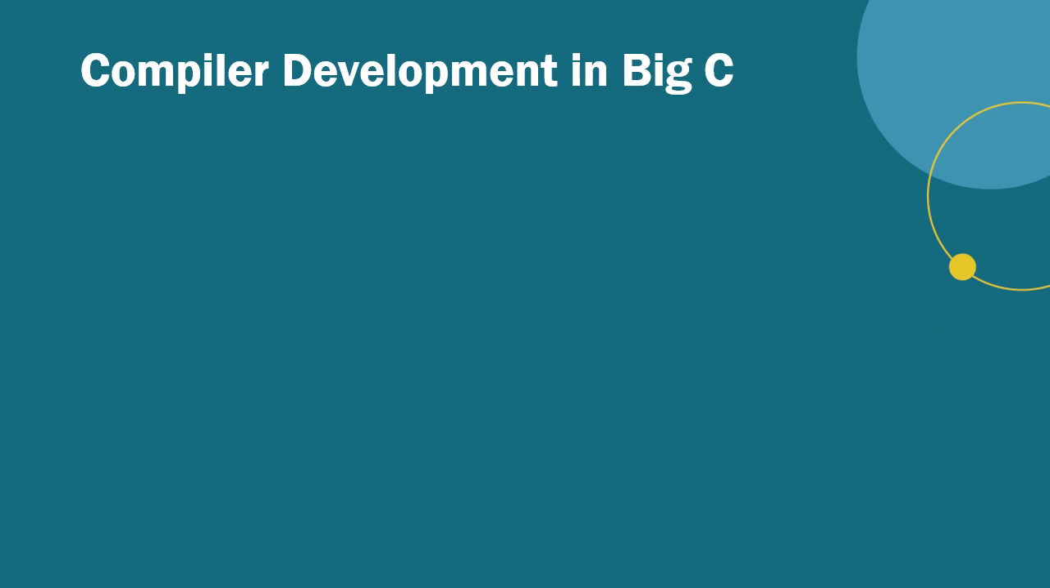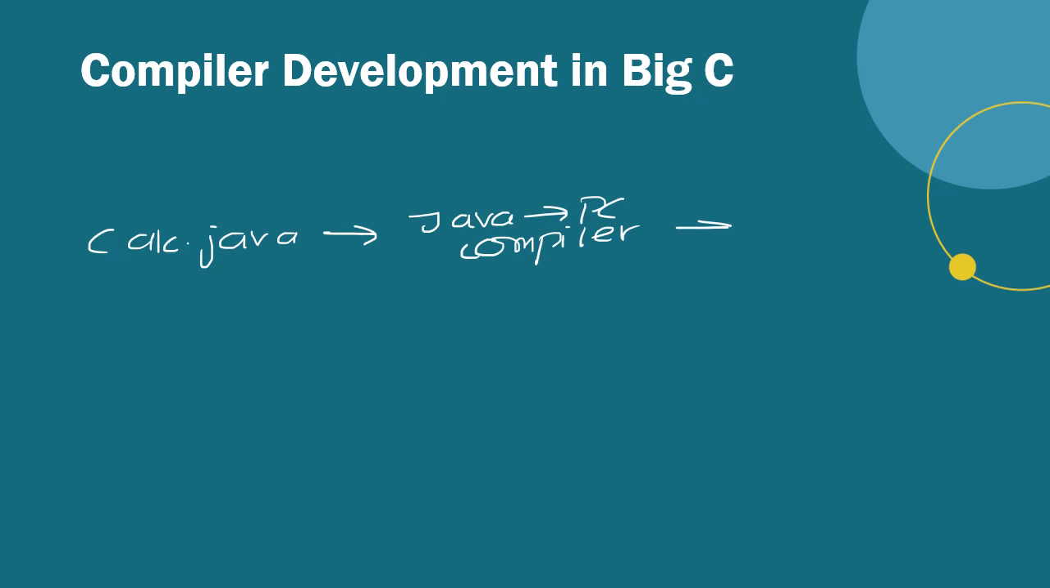Now let's bring the same scenario in compiler development. Our translator now is a compiler, so if you have as an input a calculator program written in Java, and then we put it into a Java to PC compiler, we get as output a calculator program written in PC machine language. Okay, so imagine this is PC machine language.